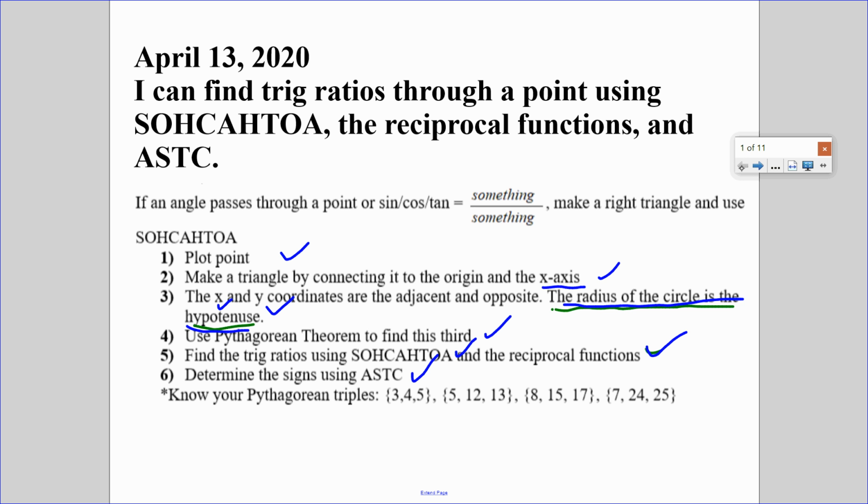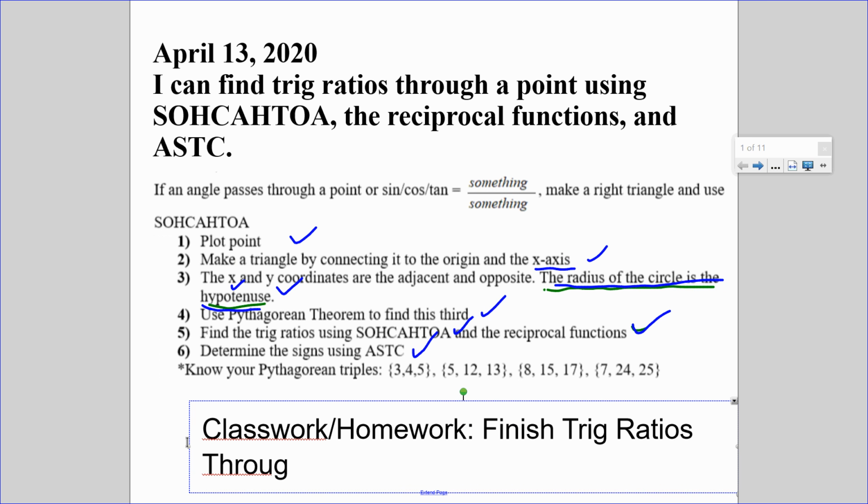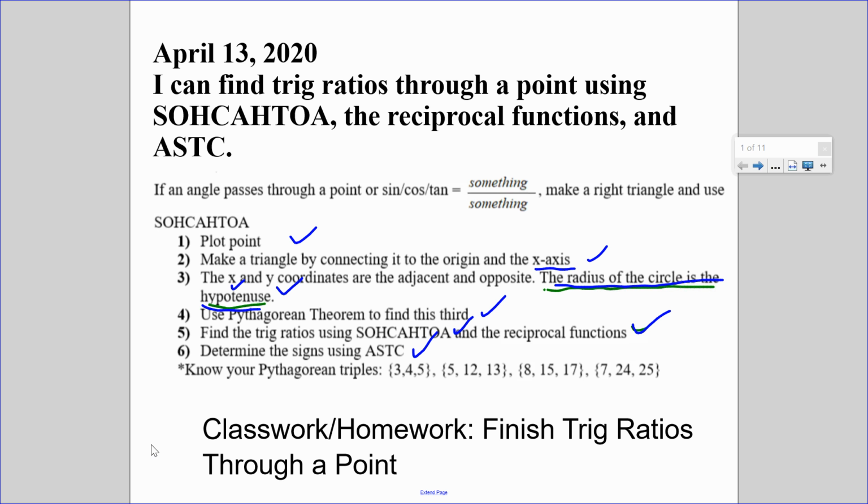Your classwork/homework is to finish, I think, what was the name of it, trig ratios through a point. And your quiz should be due tomorrow, but I think I'm giving you an extra day, just to be a little extra lenient for those of you who have a lot going on. You will not have a new lesson tomorrow. Tomorrow you can continue practicing this lesson.